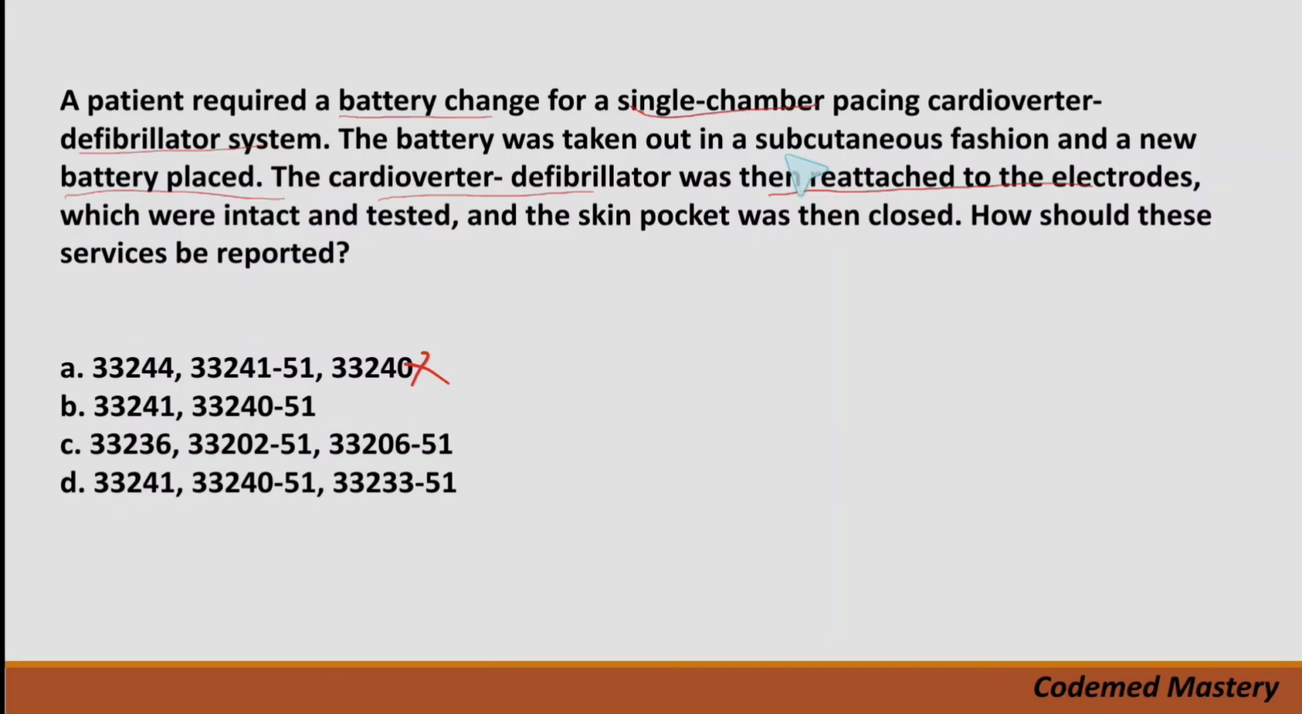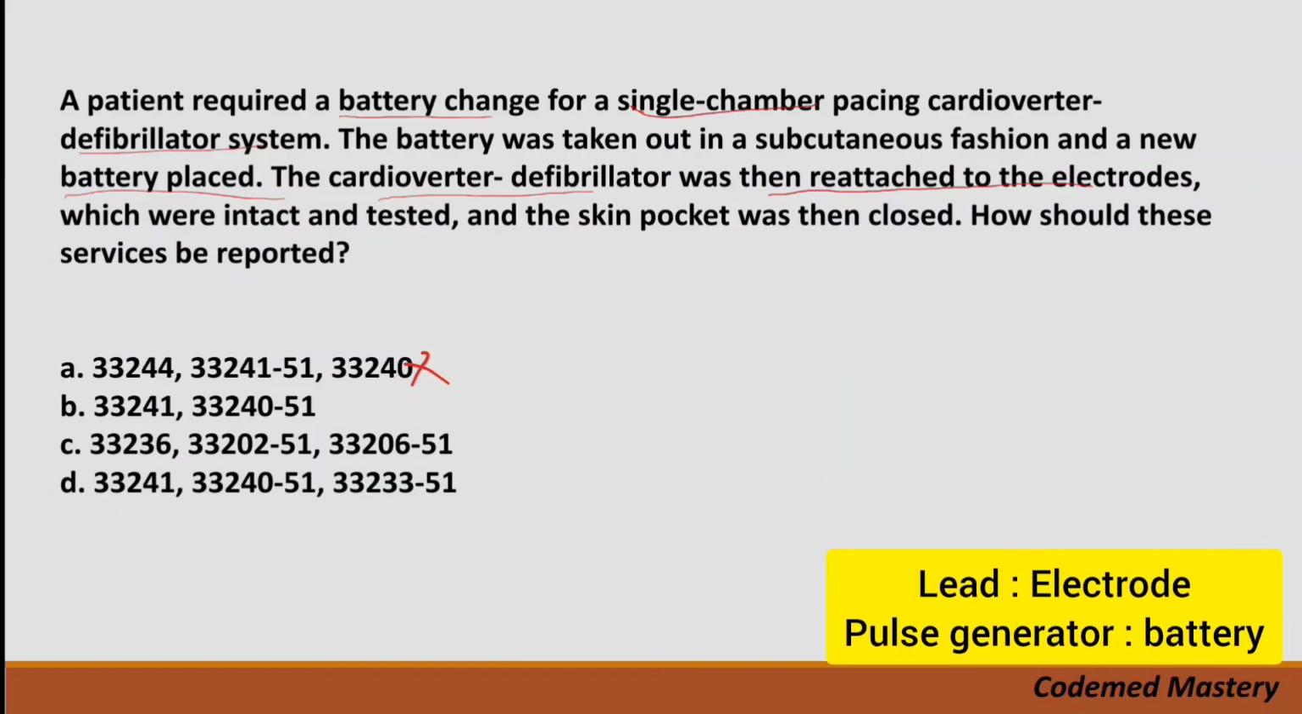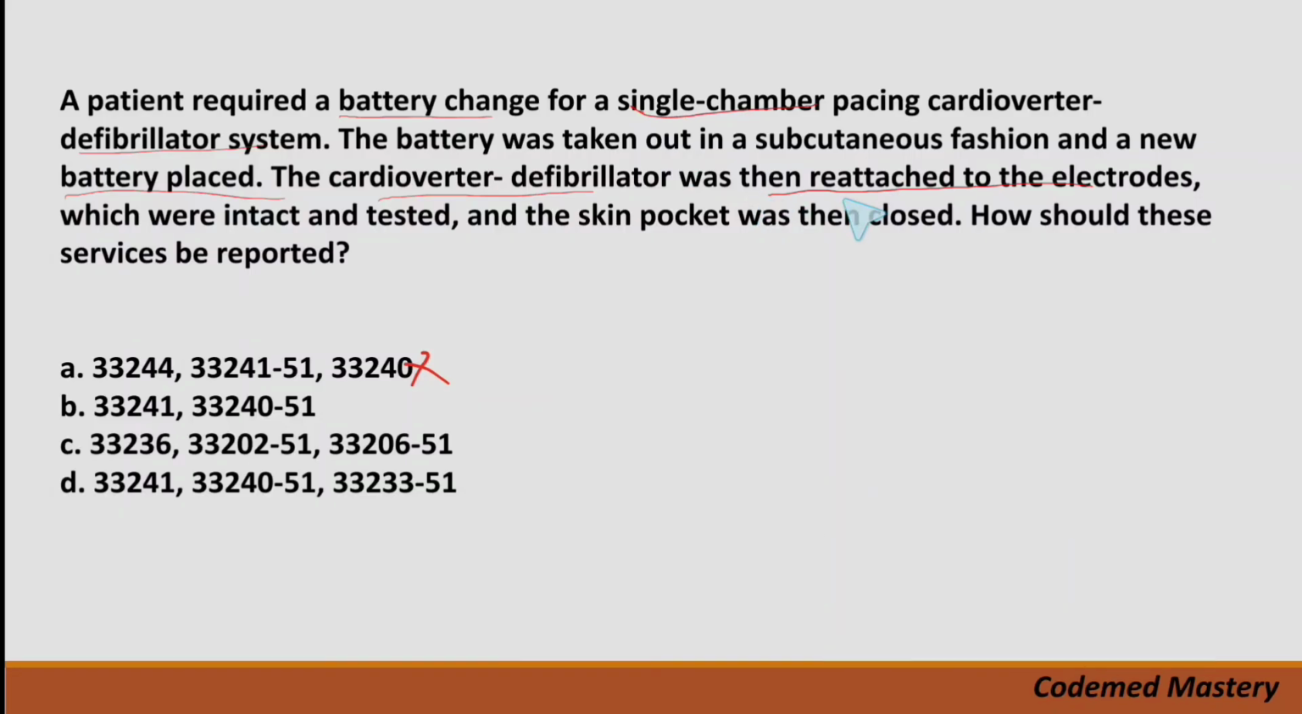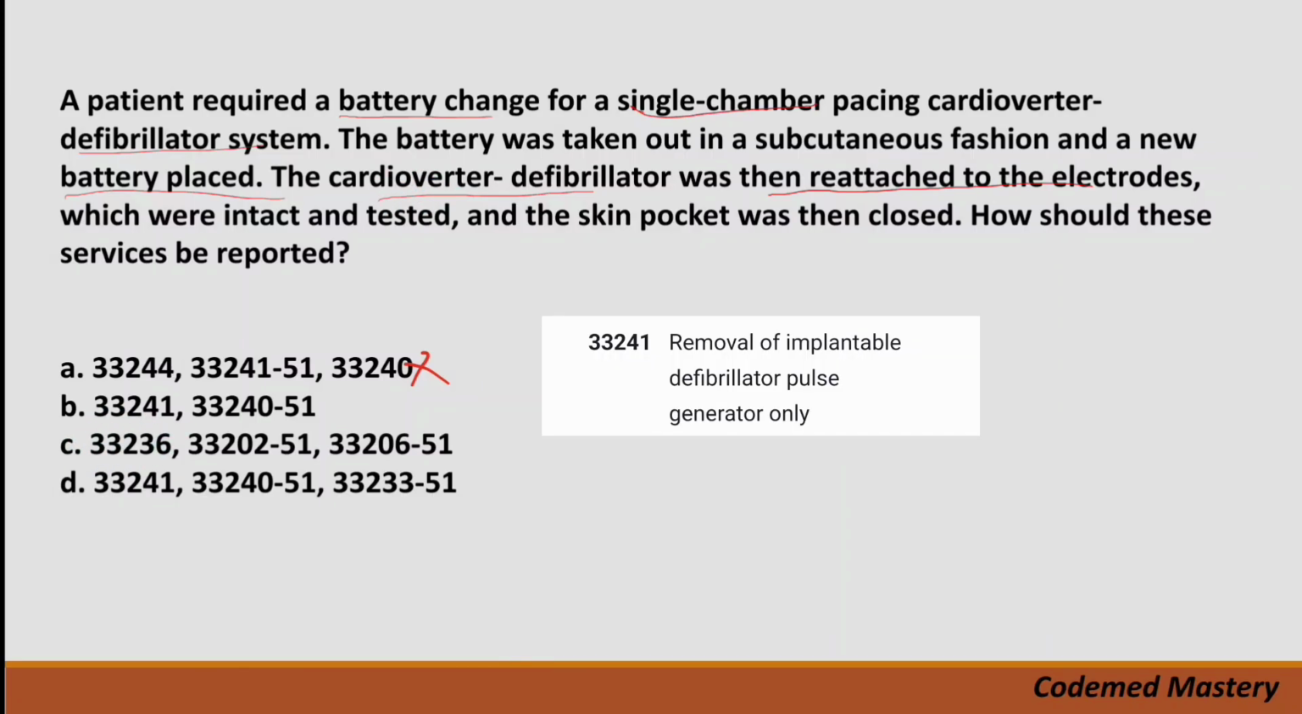So the main thing you have to check is whether they have removed the electrode, whether they have removed the battery. As I already told you, leads means electrode, pulse generator means battery. So here they have removed the battery and they have placed a new battery. So we have to code according to it. So let us check option B 33241. 33241 is for removal of implantable defibrillator pulse generator only. Okay, in our question also you can see they have removed the battery. Battery is a pulse generator, right? So 33241 is the right code.